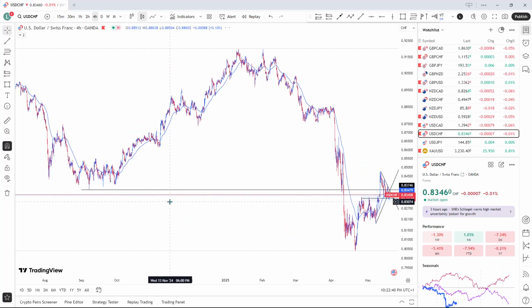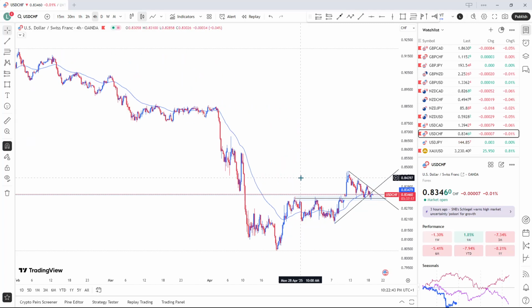Well, I've got a random line across my screen. Oh, must have been from the other day.